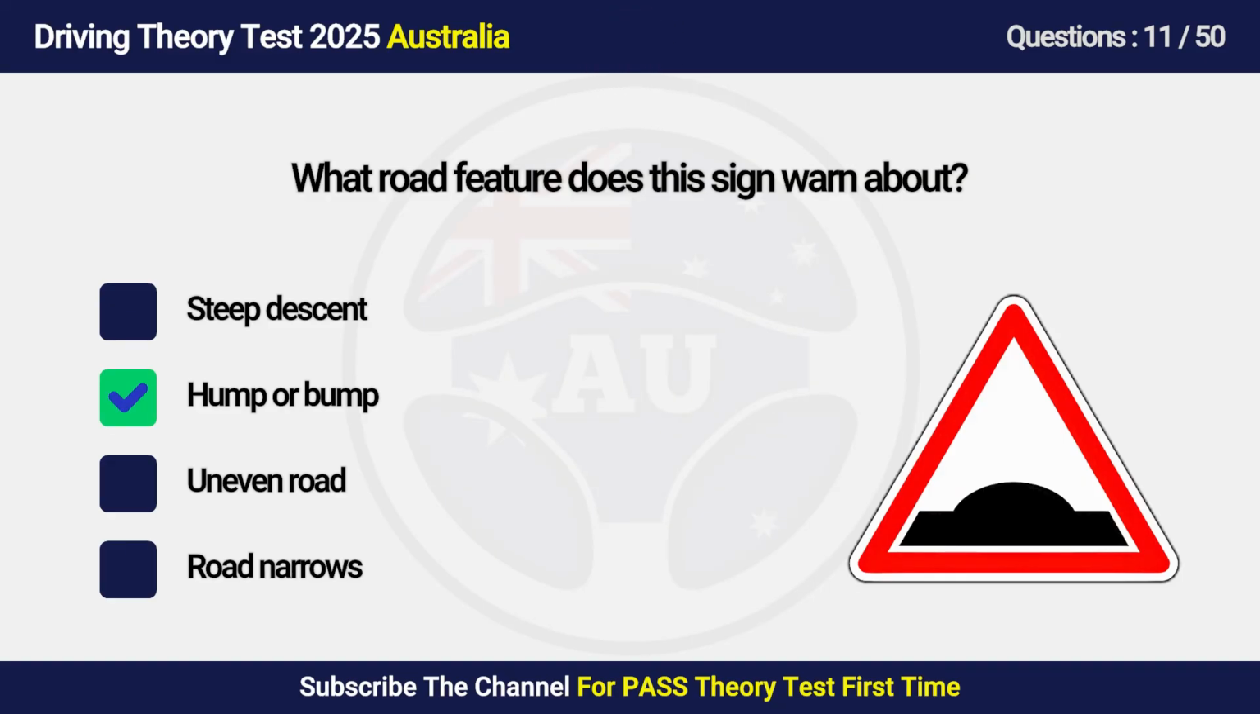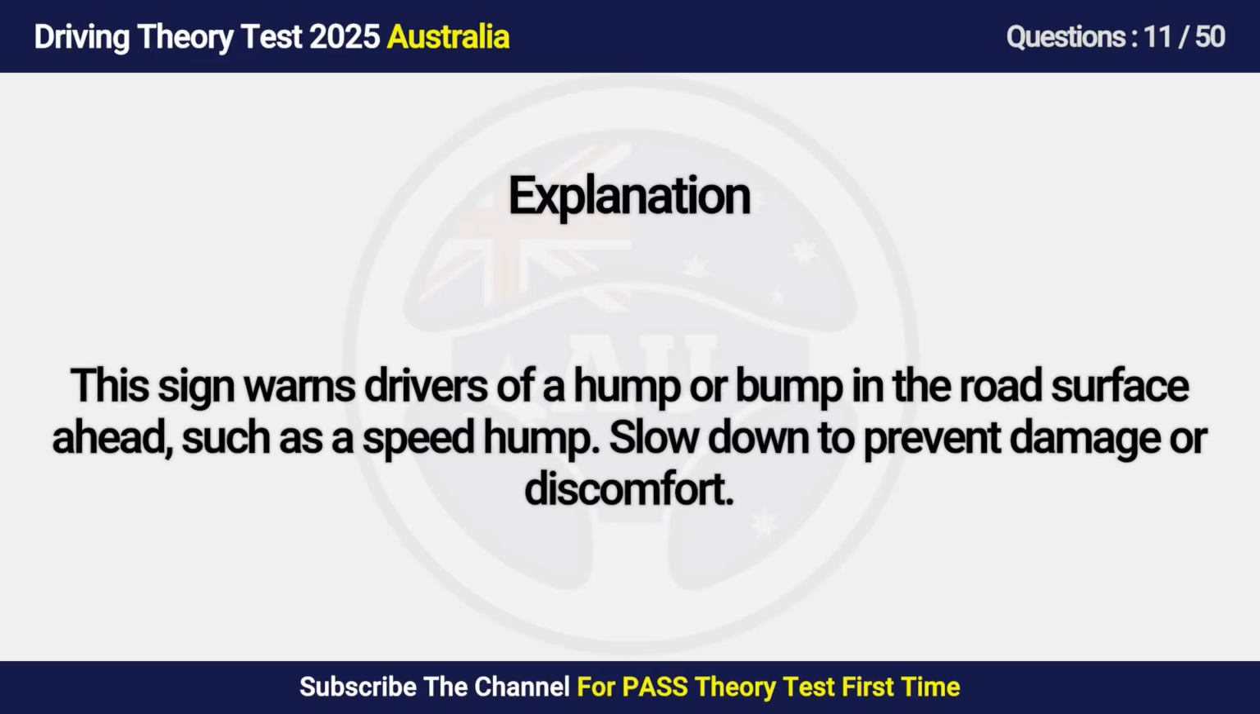Answer is B, hump or bump. This sign warns drivers of a hump or bump in the road surface ahead, such as a speed hump. Slow down to prevent damage or discomfort.